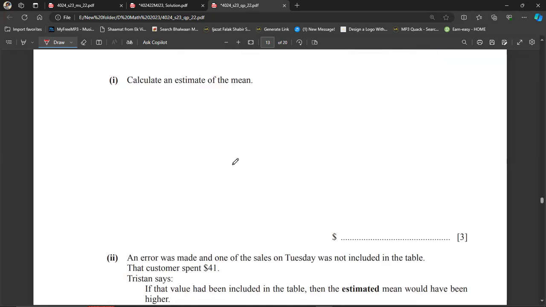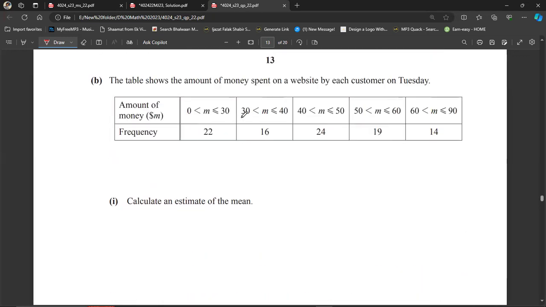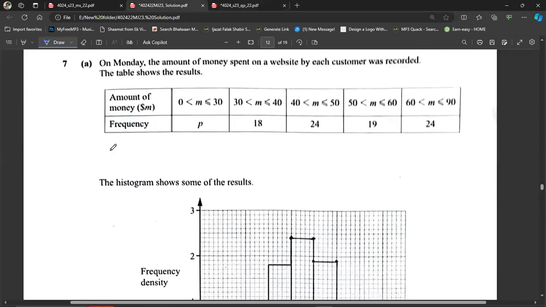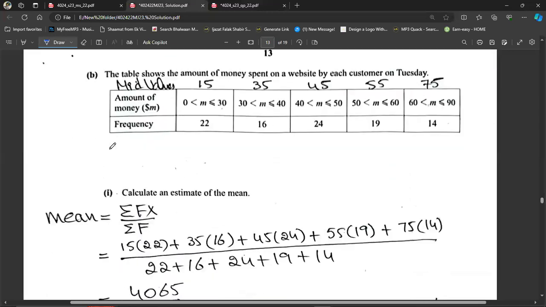The question is calculate an estimate of the mean. If you want to find out the mean, you will have to find out the mid values. We also call them class marks. The mid value of this class, 0 plus 30 divided by 2, is 15. For this class, 30 plus 40 divided by 2, that is 35. For this class, 40 plus 50 divided by 2, that will be 45. For this class, 50 plus 60 divided by 2 equals 55. Here, 60 plus 90 divided by 2, that is 75.